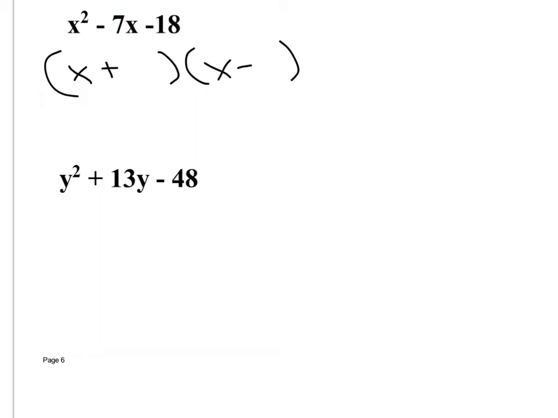So what are the factors of 18? 1 and 18. If they're opposite signs, do they add to give me negative 7? No. What about 2 and 9? Do those multiply to give me 18? Do those add to give me negative 7? Yes. So which one's got to be negative and which one's got to be positive? 9 has to be negative because when you take 2 minus 9, you get negative 7. If you did 9 minus 2, you'd get positive 7, and that's not what's up there. It's negative 7. So there's my answer.